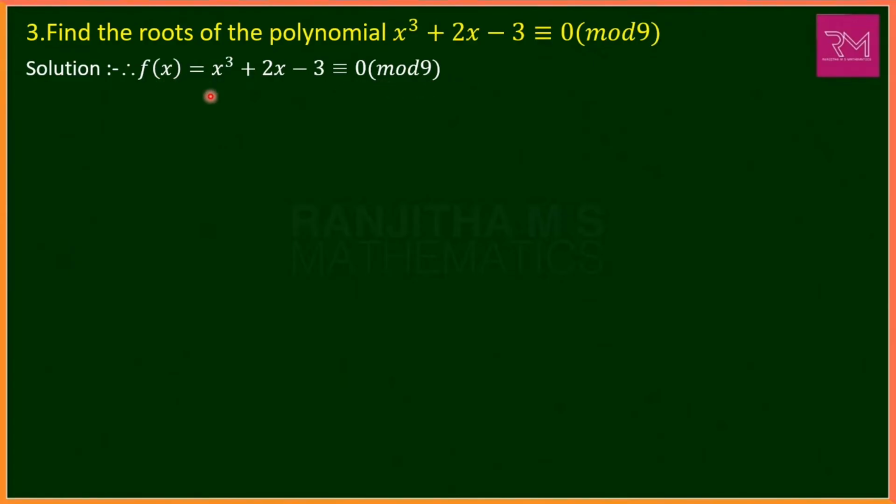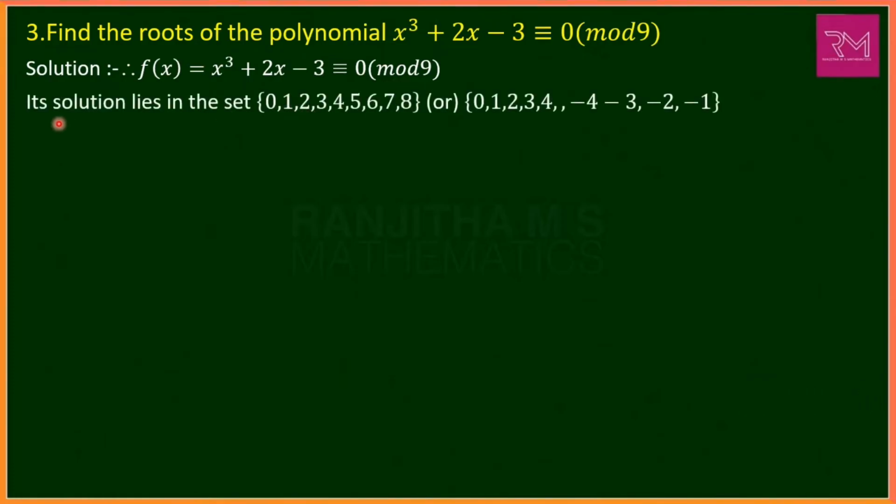So we have to find the x value. In that case, you have to obtain a solution. Here the m value is 9, therefore it contains 8 solutions. We have to substitute the x value as 0, 1, 2, 3 and so on up to 8, that is, its solution lies in the set 0, 1, 2, 3 up to 8. Or, to obtain simpler values, we can take 0, 1, 2, 3, 4.